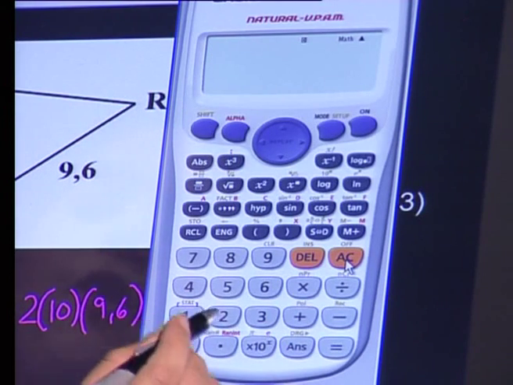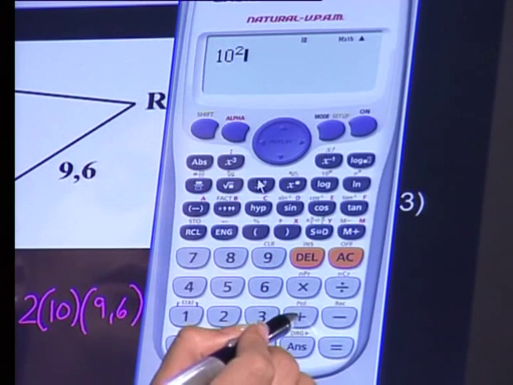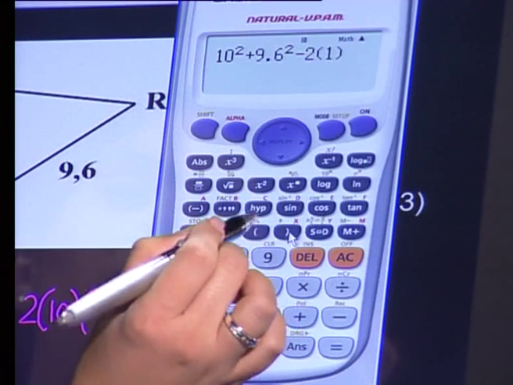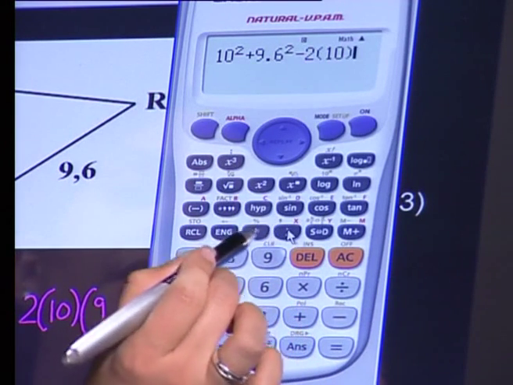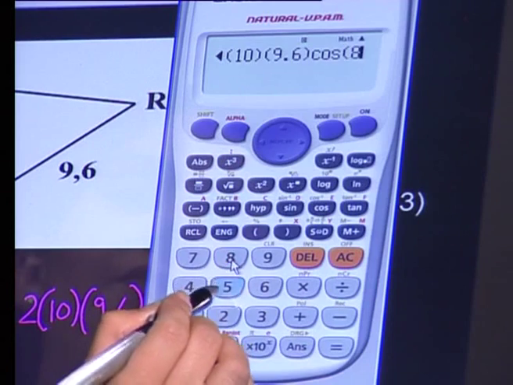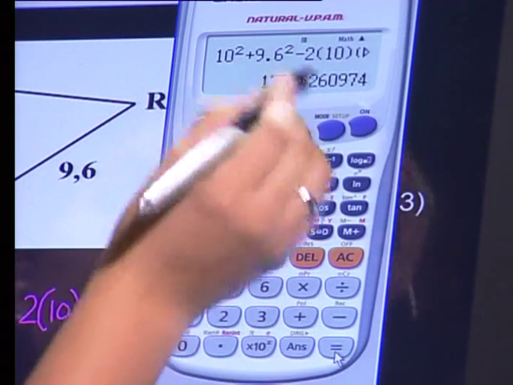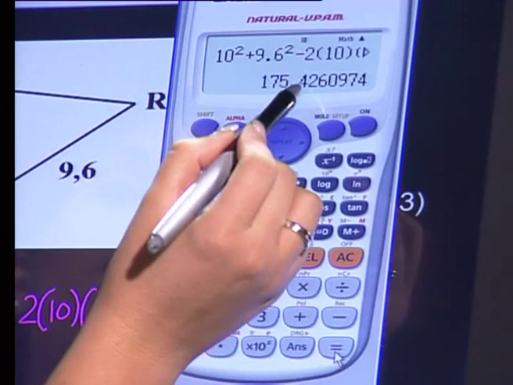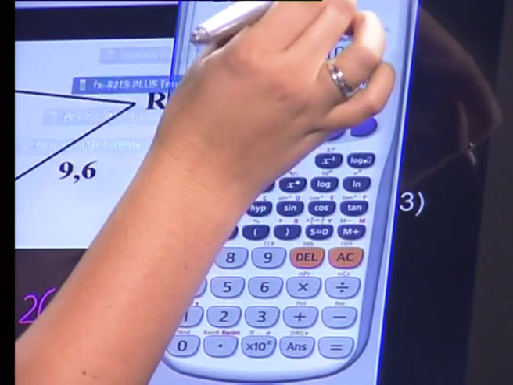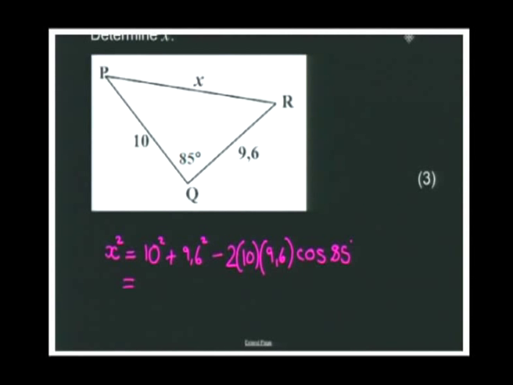So now we can start with this question fresh. We have 10 squared plus 9.6 squared minus 2 multiplied by 10, by 9.6, cos of our angle 85 degrees equals, and we get an answer of 175.42, and we're rounding off to 2 decimal places, so that'll be 43. And now we just simply write in our answer, and you have just found the value of x squared. So we have x squared is equal to 175.43.